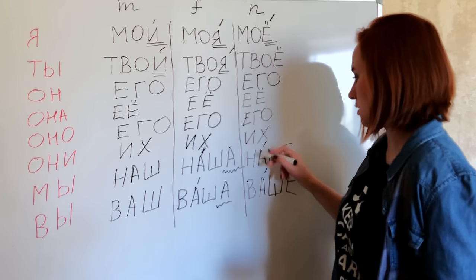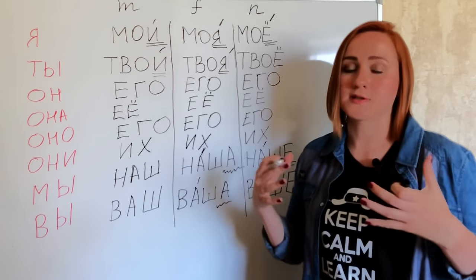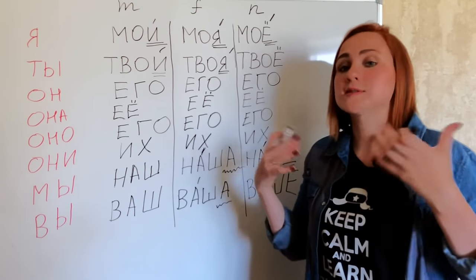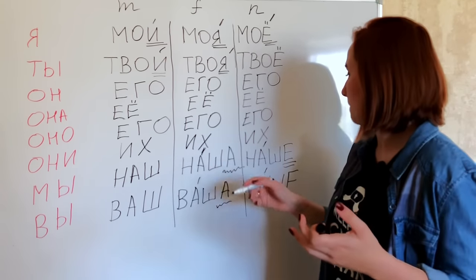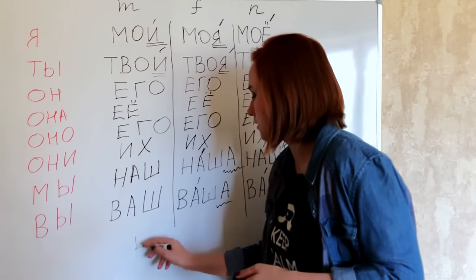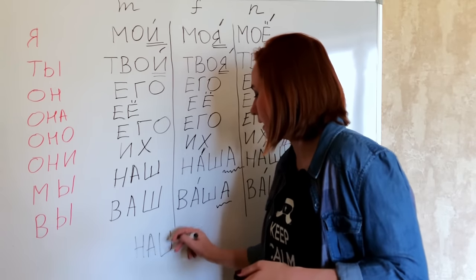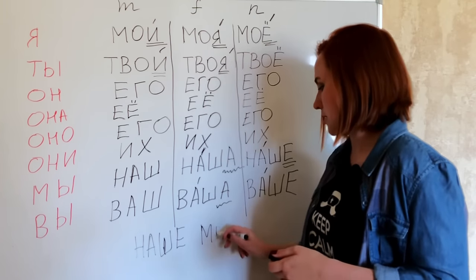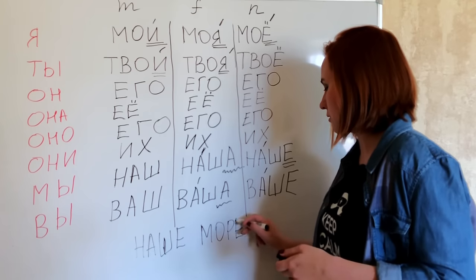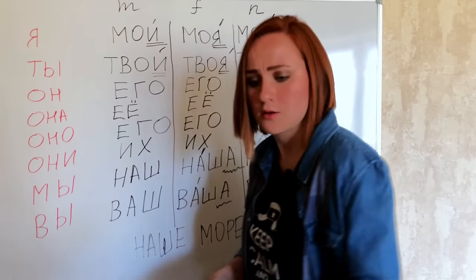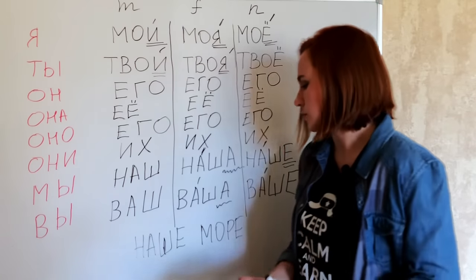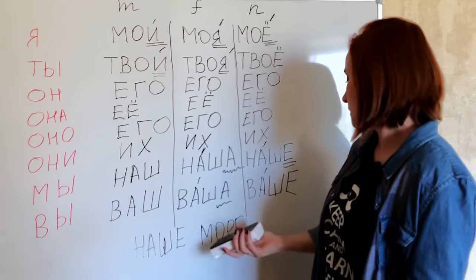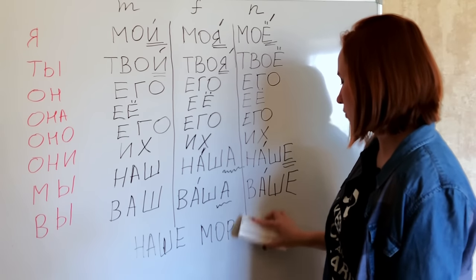Ваше. Наше. For example, our sun, наше солнце, or our sea, наше море. Let me write it down somewhere. Наше море. Oh, I miss the sea so much, so much. Наше море, our sea.